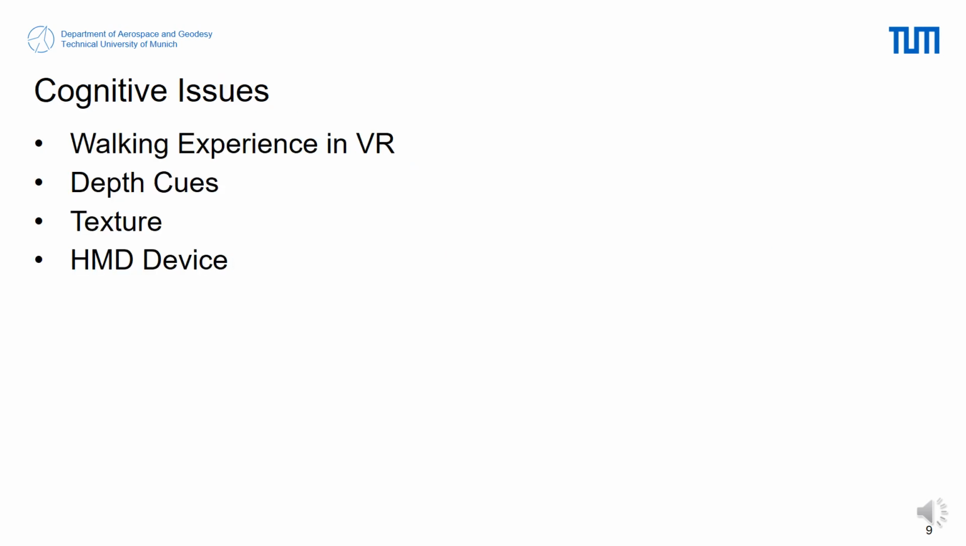Based on our review, we identified some key cognitive issues. The first is that the experience in VR is usually different from what we experience in our daily life, as in VR the users don't need to move a lot. Also in VR with displays, the depth cues and texture of the buildings are different. Also in many studies, the users complain a lot about the weight or the limited FOVs of the HMDs.